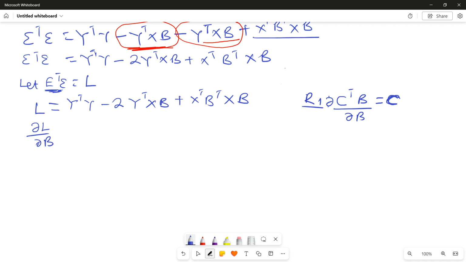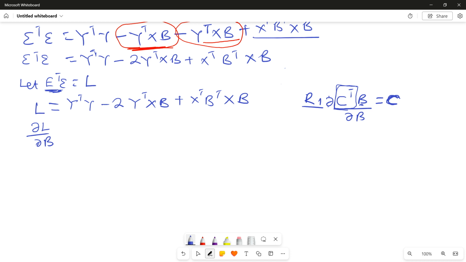In this case, the vector of interest is B, no wonder we're differentiating with respect to B. So if we differentiate with respect to B, the answer will just be, in short, we get this C transpose, but we take its transpose, which is C. So that is the first rule.